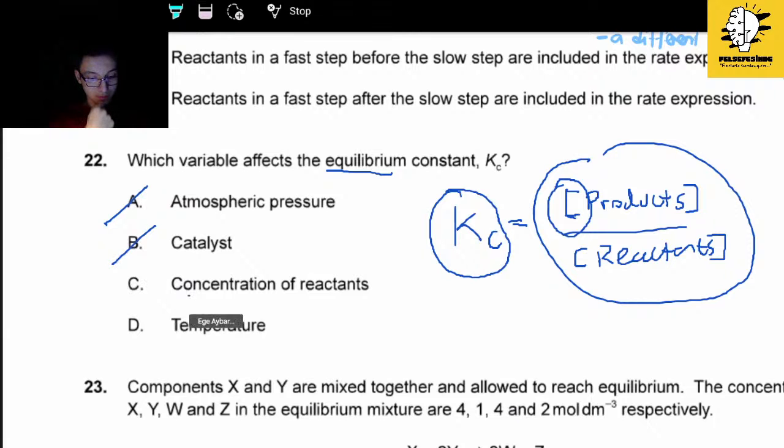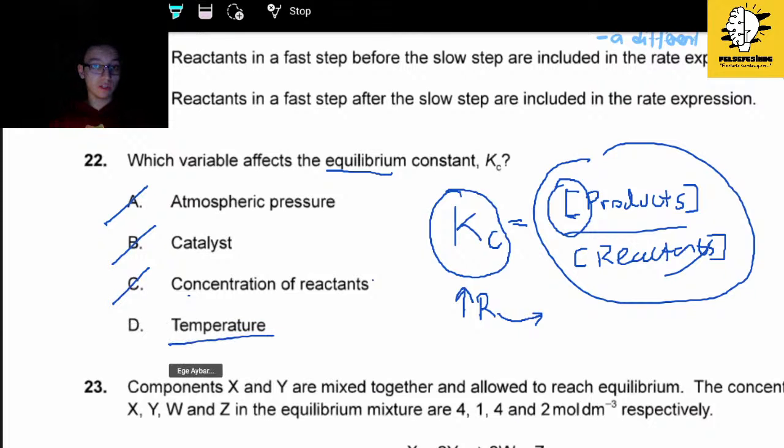For C, it says concentration of reactants. If we increase the concentration of reactants, then equilibrium would shift to the right. But at the end, it would actually come back to its equilibrium position again. So the ratio of these products and reactants would always be the same again. So it's not true as well. But for temperature, yes. And we have it also in the Arrhenius equation, right? Yes, actually, I was going to talk about that, and we can prove it with the Arrhenius equation.